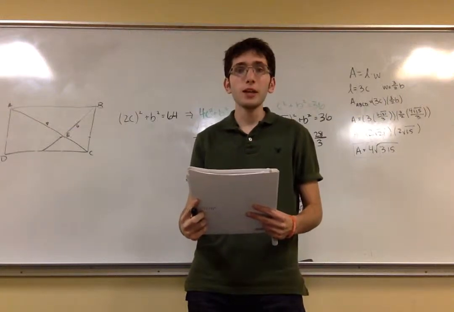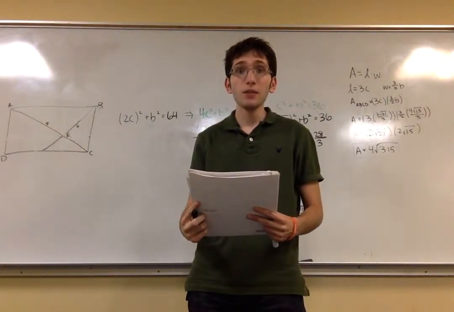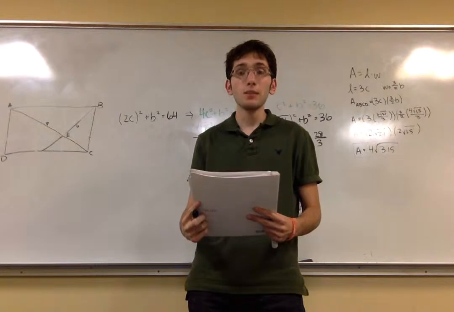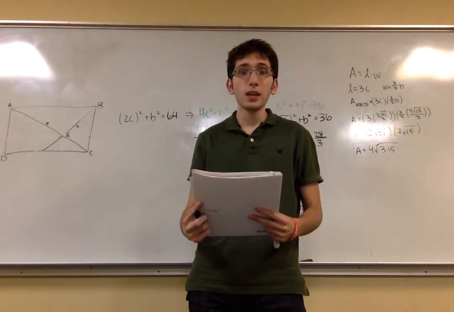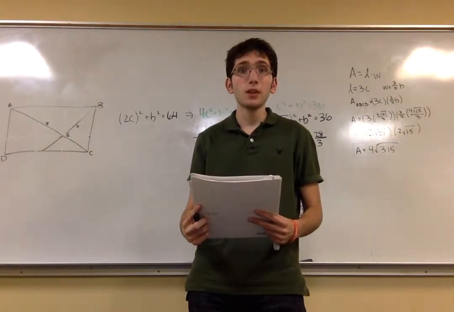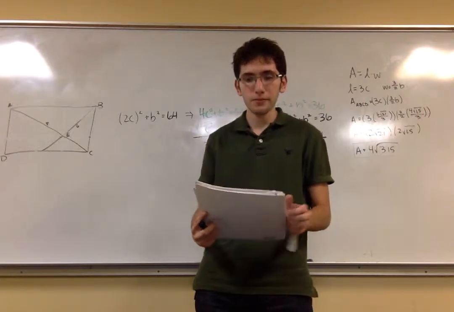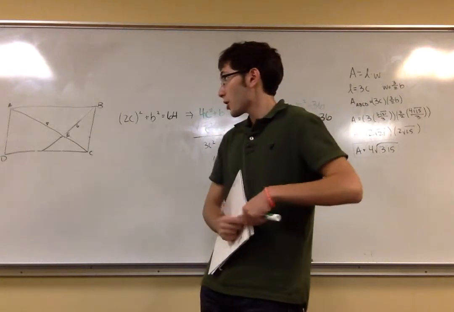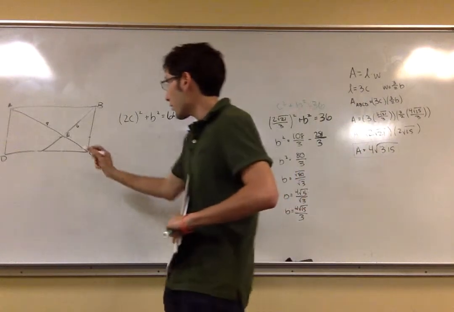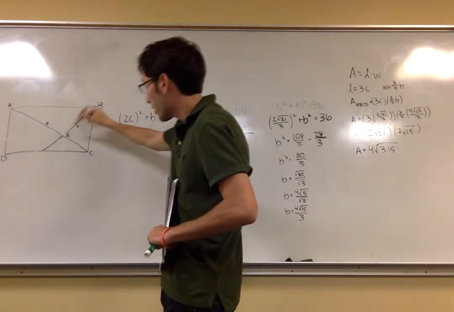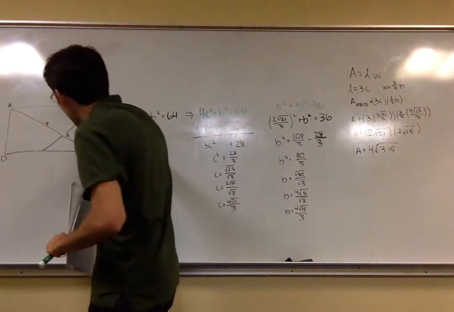In rectangle ABCD, M is the midpoint of CD, EB equals 6, and AE equals 8. Compute the area of ABCD. So first, we're going to make dotted lines from point E in order to form right angles.